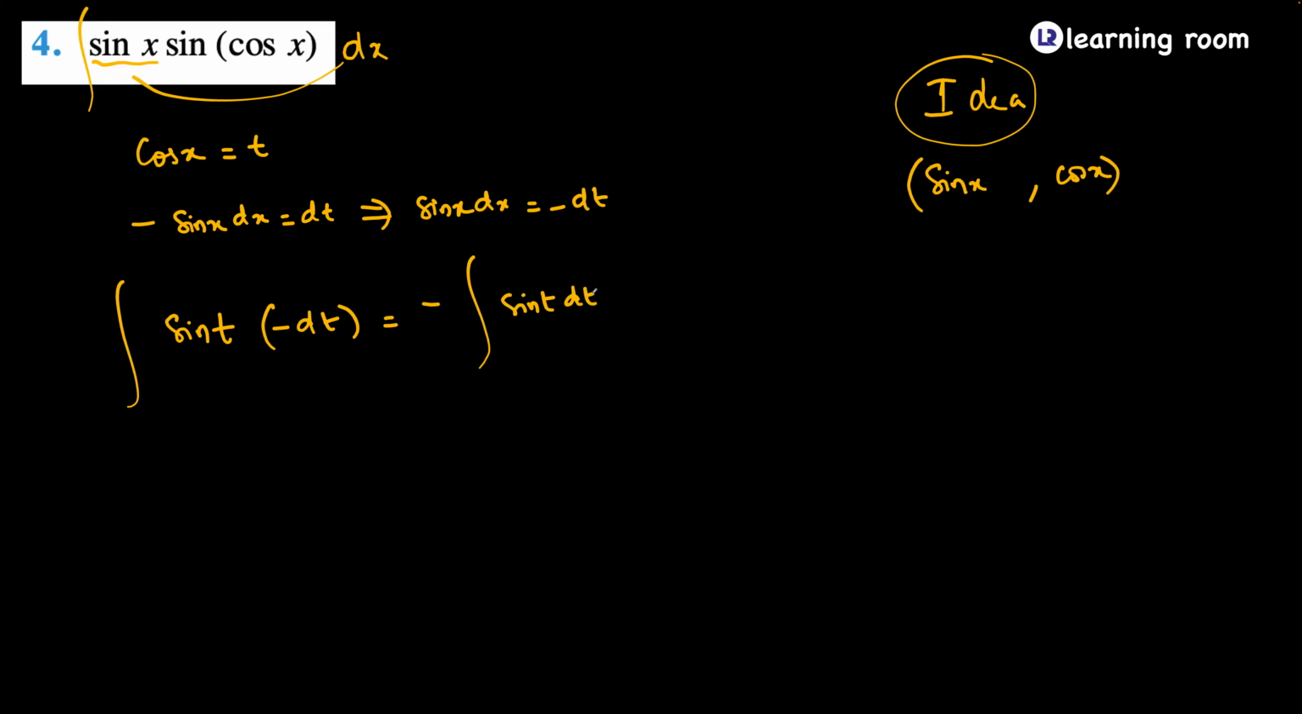Is it clear? So what is the integral of sin t? It is minus cos t. So minus of minus cos t is going to give us plus cos t plus c. So what is the value of t? Cos x. So the answer is cos of cos x plus c.